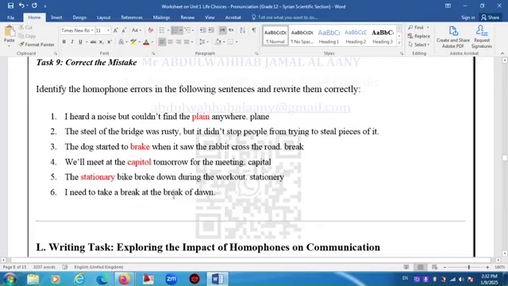I need to take a break at the break of dawn. I like this one. I need to take a break at the break of the dawn. Which one do you choose? The break, that one. At the break of the dawn, that one.